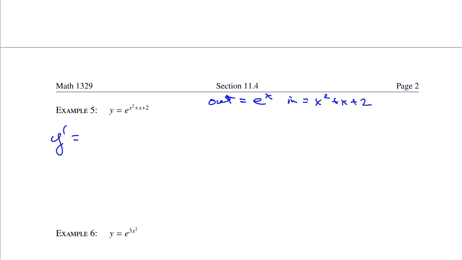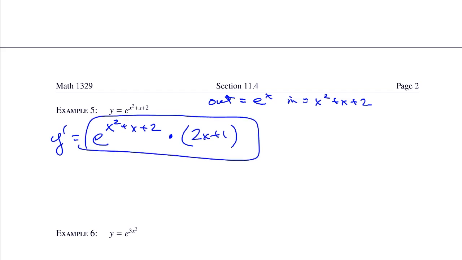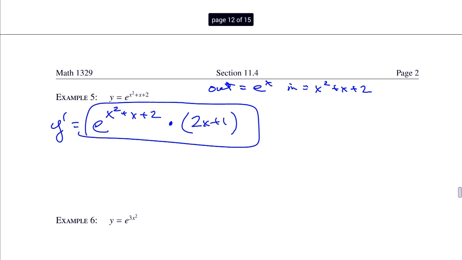So the derivative is the derivative of the outside function. The derivative of e to the x is just e to the x. So this is going to be e to the x squared plus x plus 2, because remember, you evaluate it at the original inside function, times the derivative of the inside function, which is 2x plus 1. And that's it. There's nothing more to do. You could distribute the e stuff, but that makes it worse. So, all right, work number 6.